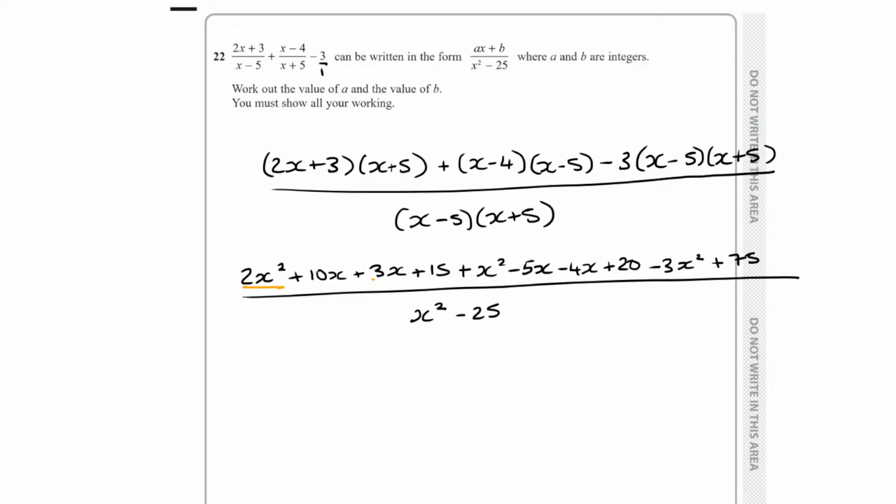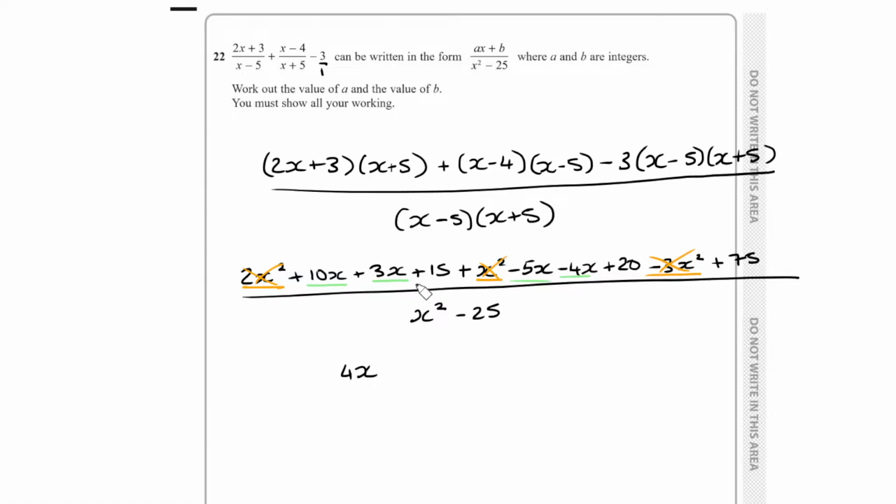2x squared plus x squared is 3x squared, minus 3x squared. You can see they cancel, and that makes sense because the answer doesn't have any x squareds in it. So those all cancel anyway. Then the x's, we've got 10 plus 3 is 13, minus 5 is 8, minus 4 is 4x. So yeah, we should get 4x there. Let me write that one. You can obviously simplify those together as well if you want.